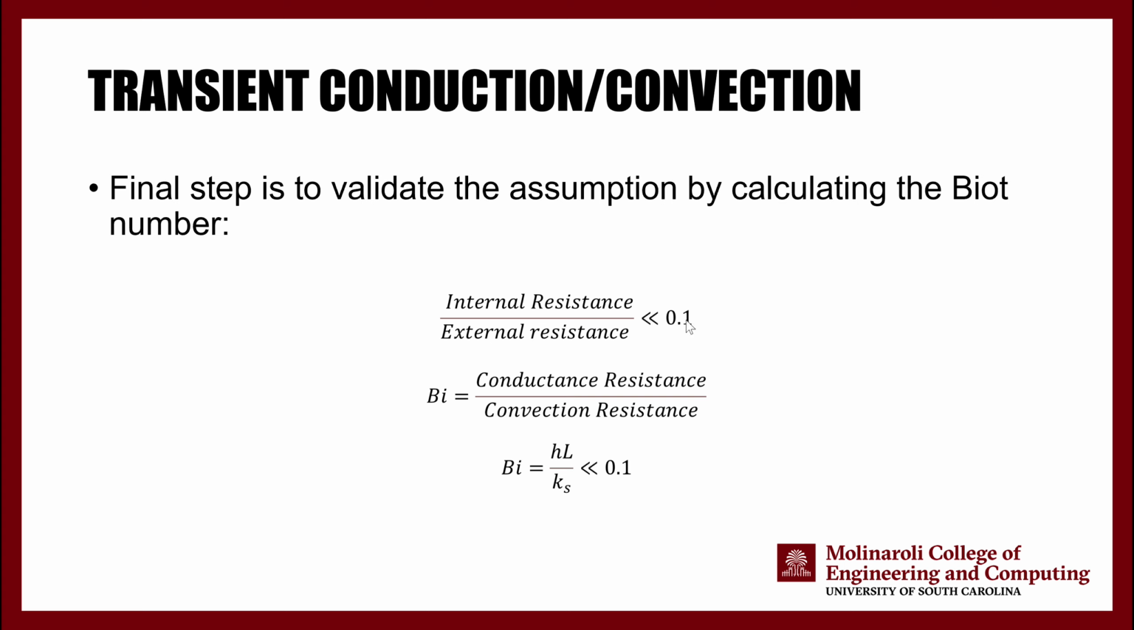So essentially, if this is smaller than 0.1, this tells us that the resistance to conduction is much smaller, at least 10 times smaller than the resistance to convection, meaning that conduction happens at a much faster rate. We can assume safely that the conduction happens instantly, like there is thermal equilibrium all over a solid block.